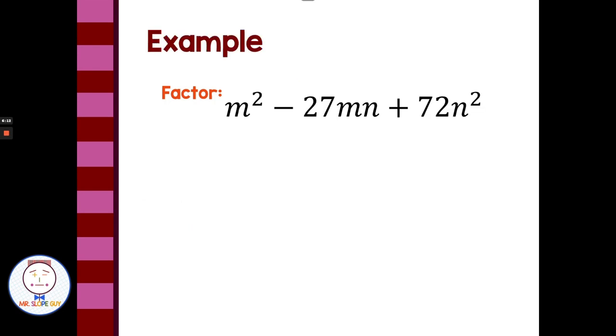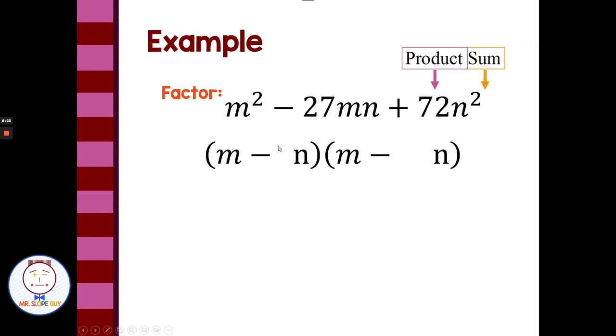All right, what if we have two different variables? This one we have m squared minus 27mn plus 72n squared. Well, with the two variables, when I do first times first, I can get the m's. But when I do last times last, n times n would give me n squared. So I'm going to write these n's kind of at the back of the parentheses. Then I'm going to ask myself, what two numbers would multiply to positive 72 and add up to negative 27? Well, in order to multiply and be positive and add up to negative, they have to both be negative numbers.